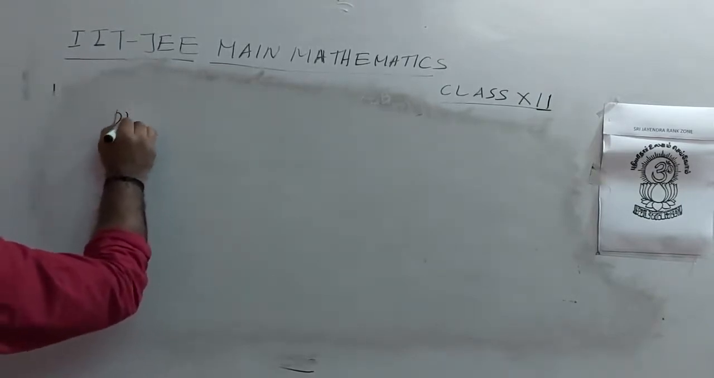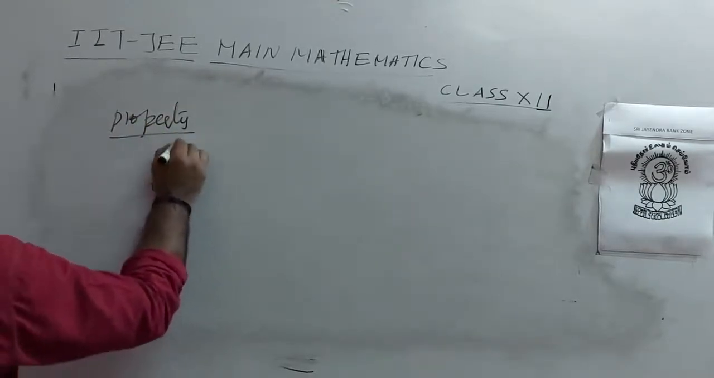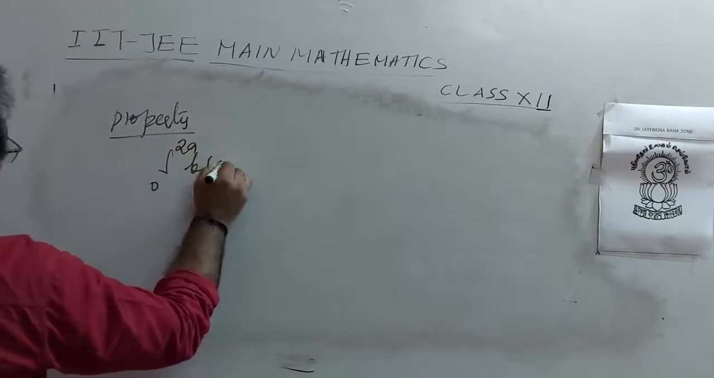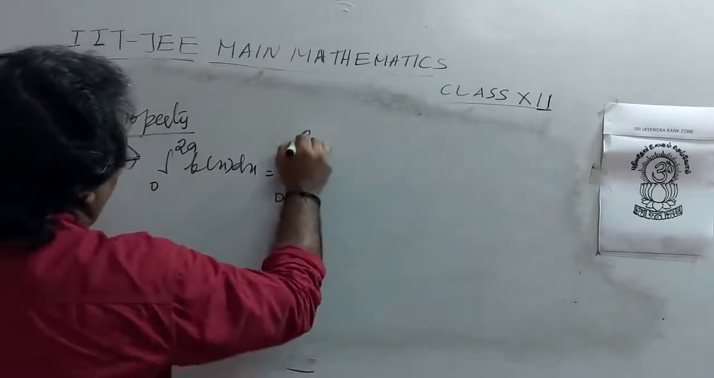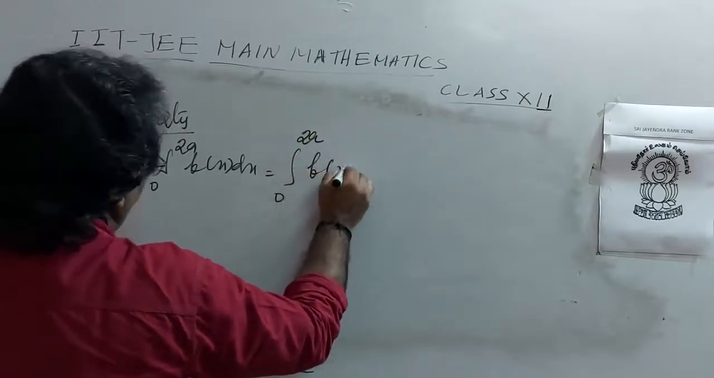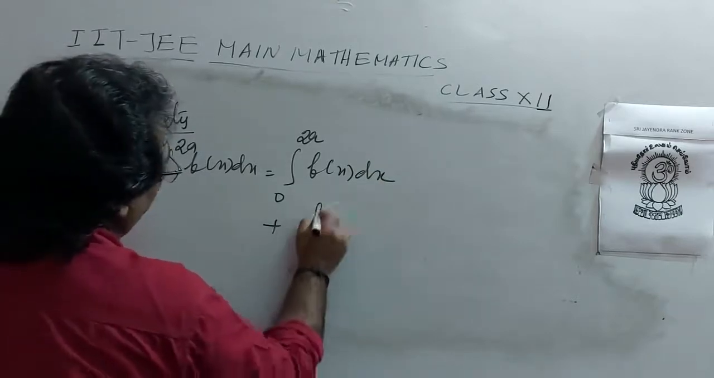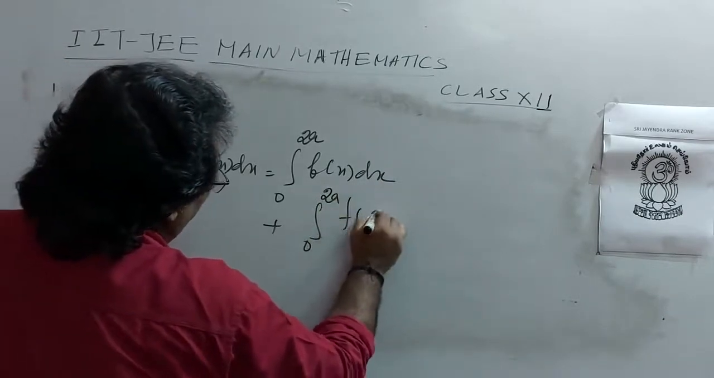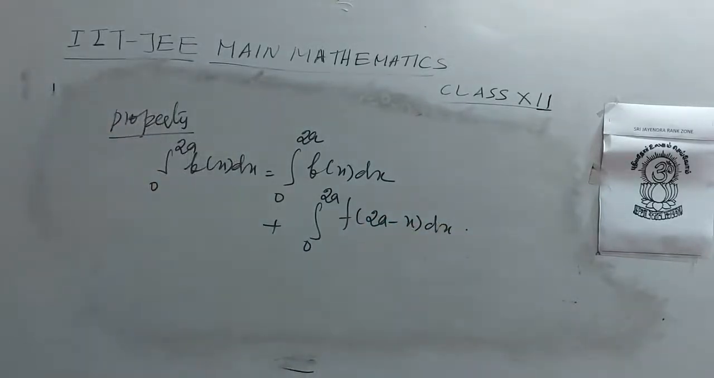So, property: integral 0 to 2a f of x dx equals integral 0 to a f of x dx plus integral 0 to a f of 2a minus x dx.